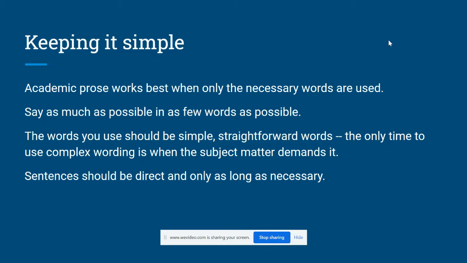We want to keep it simple. I'm going to emphasize this a lot here, and you'll find that I emphasize the simplicity of writing as being really useful in other places too. Academic prose works best when only the necessary words are used. We want to be able to say as much as possible in as few words as possible. The words you use should be simple, straightforward words. The only time to use complex wording is when the subject matter demands it. Otherwise, we don't. Lastly, sentences themselves should be direct and only as long as necessary to communicate the point that's necessary to communicate.